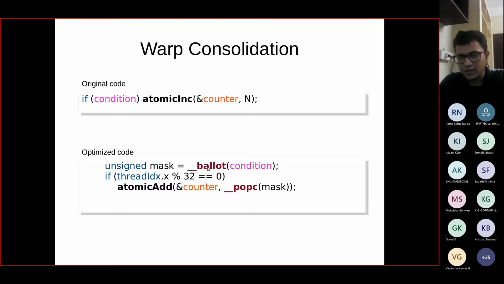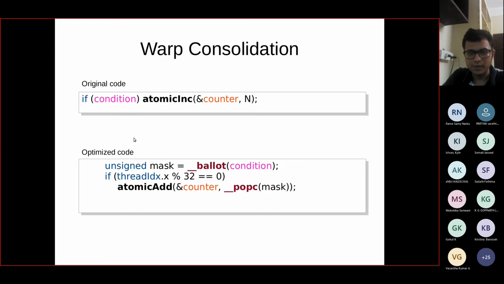The threads which are satisfying this condition using ballot and POPC. And I hope that this is clear that here 20 atomic calls were being made, and here just one atomic call is being made, and that too by the one leader thread that we are picking from each warp. Any questions up to this point?